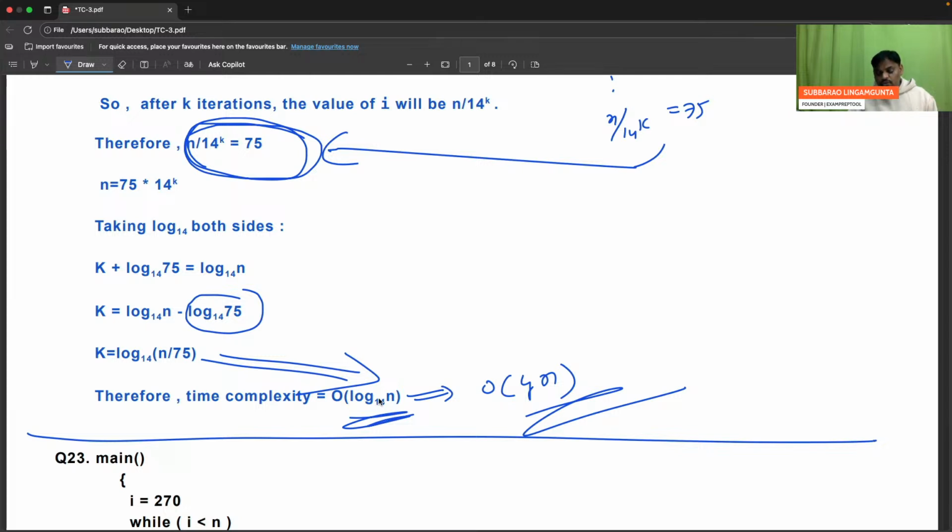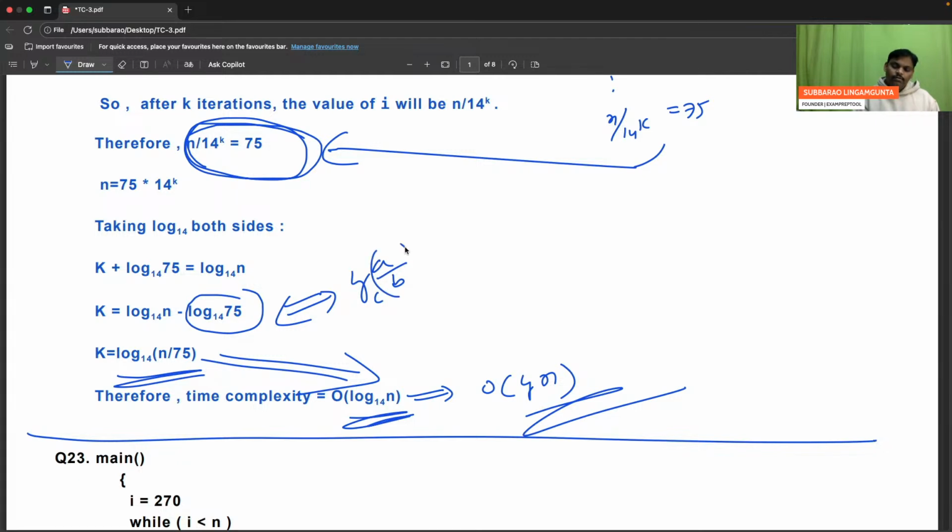If anyone asks you to show one more step before, then say log (n/75) base 14. How did you get this? This is the log a by b formula: log (a/b) base c is equal to log a base c minus log b base c. Same thing like this.